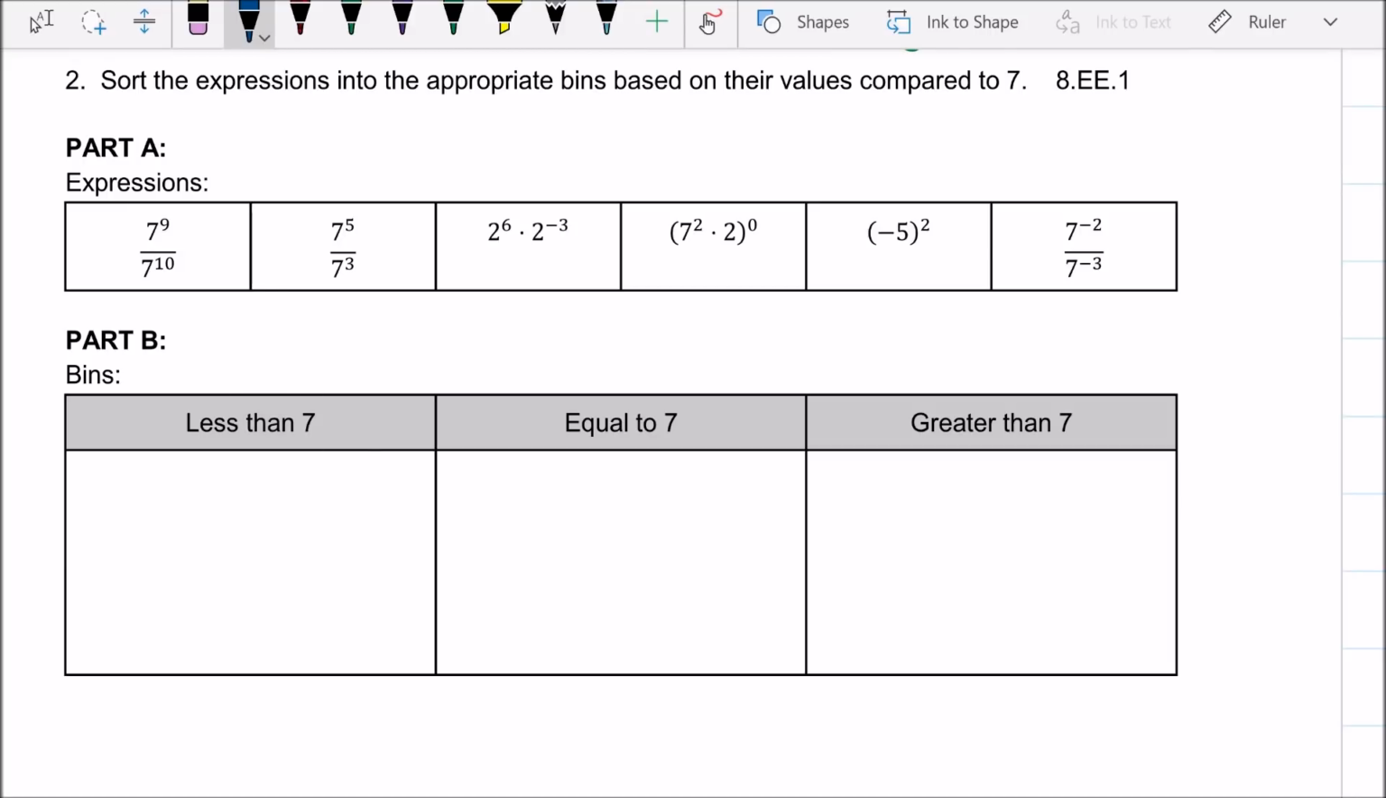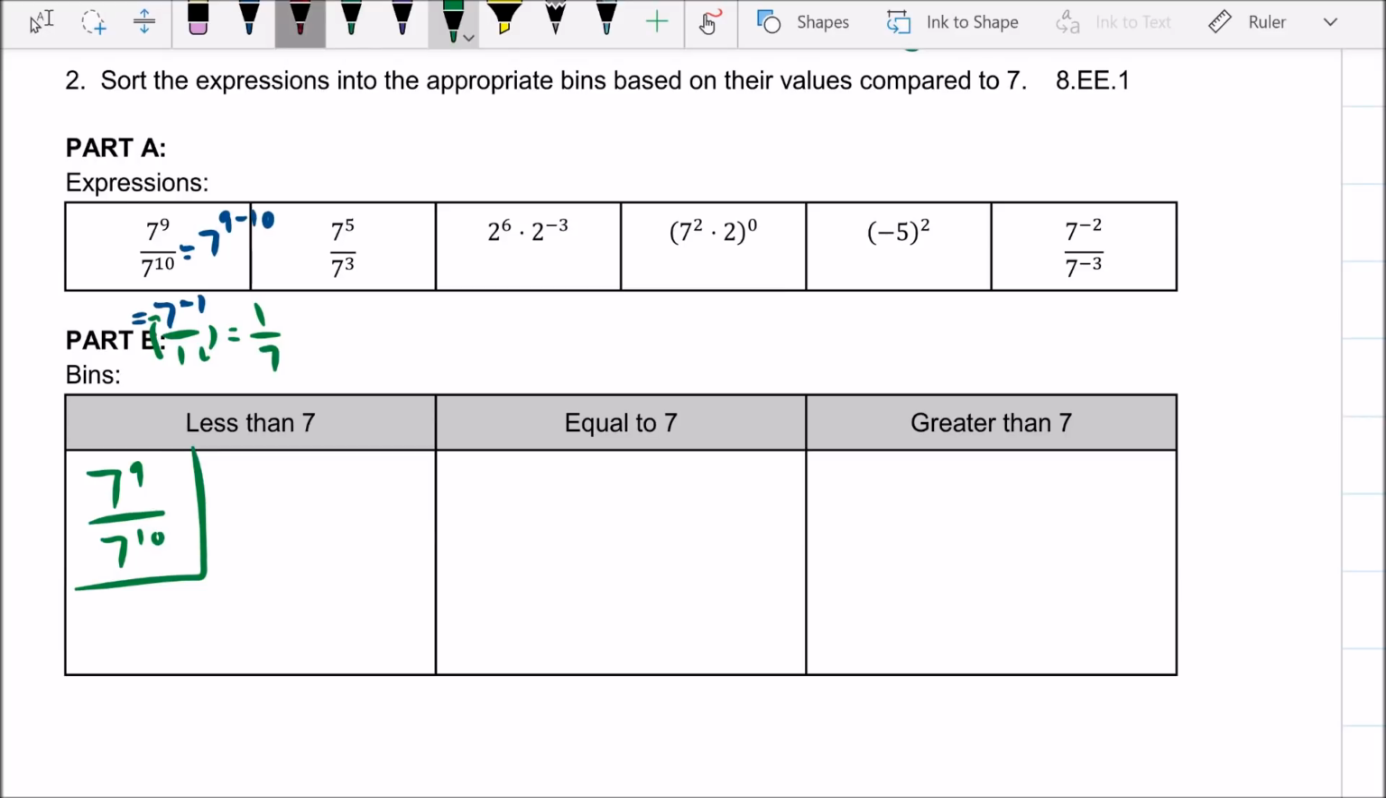The first box, I have 7 to the 9 over 7 to the 10. Since it's division, we subtract the exponents. 7 raised to 9 minus 10 is 7 to the negative 1. And we learned about this: if we see a negative exponent, you put 1 under it and flip it. That will give you 1 over 7, and 1 over 7 is less than 7. So let's go to the first box. 7 to the 9 over 7 to the 10 is less than 7.